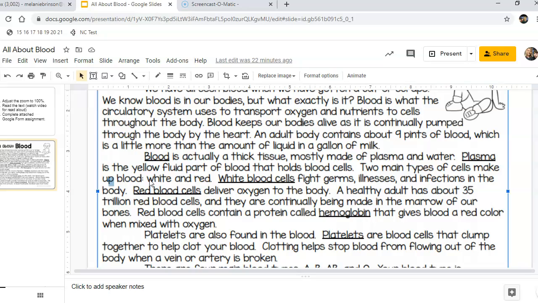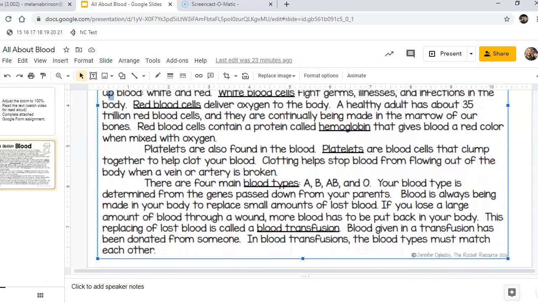Okay, so now we have a connection here to the skeletal system, right? We talked about how the skeletal system has bone marrow in our bones. And the purpose of this bone marrow is to make our red blood cells. So we have, again, two systems working together. Your skeletal system makes the red blood cells that are used by the circulatory system to deliver oxygen to the body. Red blood cells contain a protein called hemoglobin that gives blood a red color when mixed with oxygen.